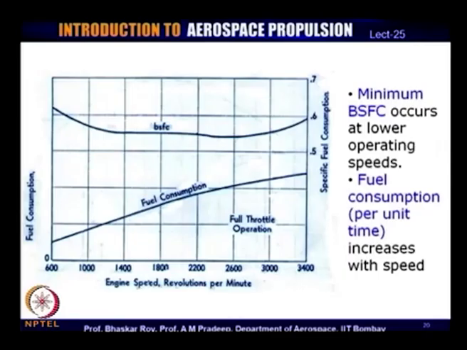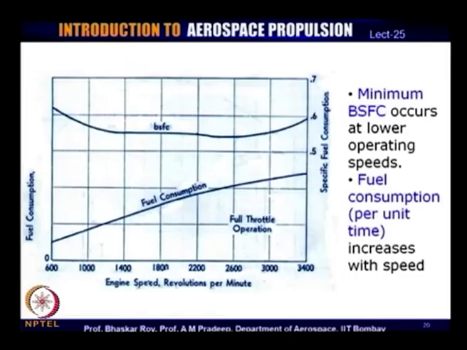At lower speeds, it has a higher BSFC. At high speeds, again it starts going up, and BSFC is no more the lowest. So, engine operation in this range of speed would probably give a low BSFC. That is true of almost all kinds of IC engines or piston engines, even automobile engines that run the cars or vehicles on ground.